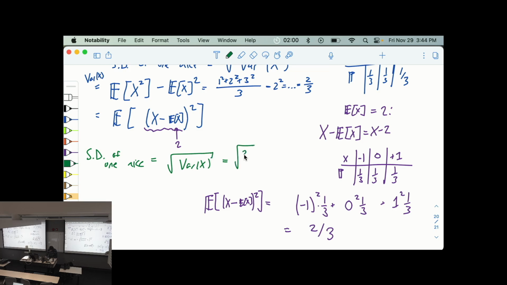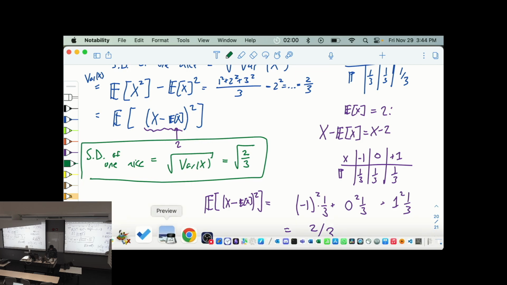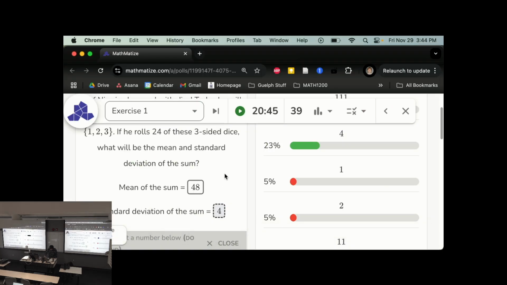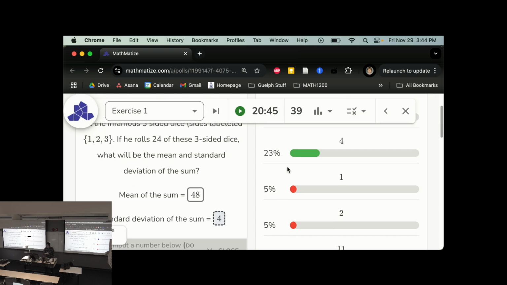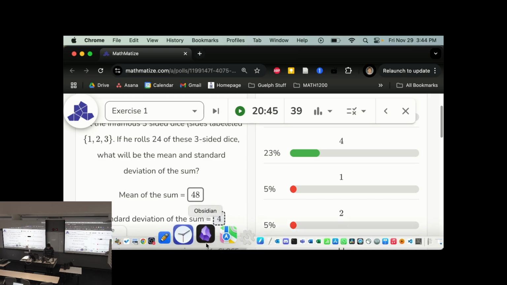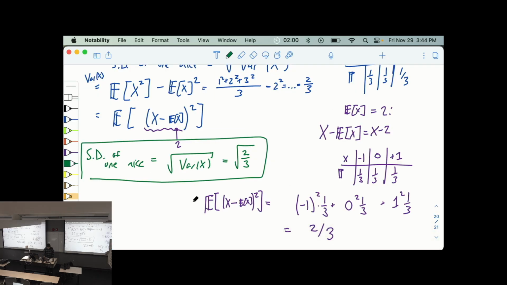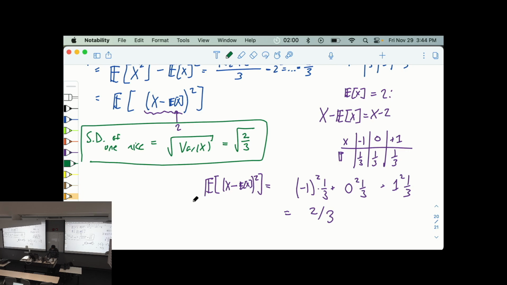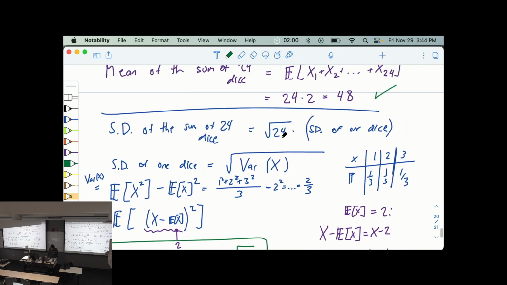Okay, square root of 2/3. That's the standard deviation of one dice, and so the answer is square root of 2/3. Wait, I said the answer was 4. Oh no, I've done the same thing again. We want the standard deviation of the sum, not the standard deviation of one dice. The standard deviation of one dice is indeed square root of 2/3, but for 24 dice, let's go back up to where I had it. It's 24 with a square root times this thing. So it's 24 times the square root of 2/3, in a square root.